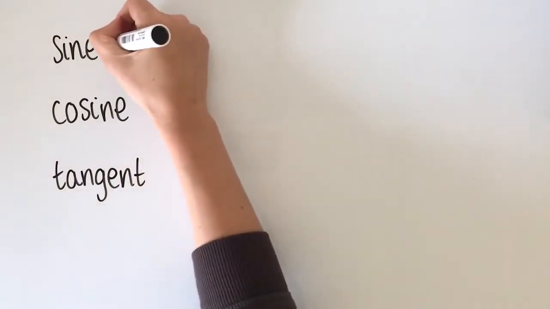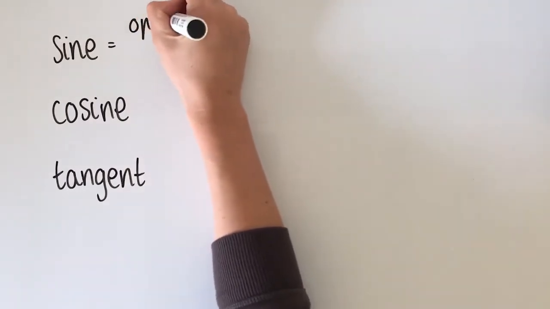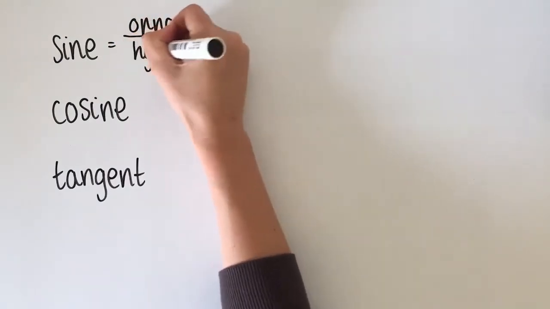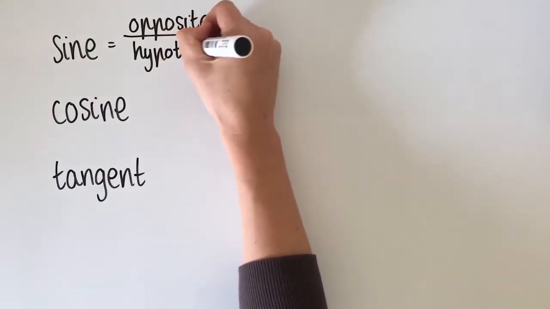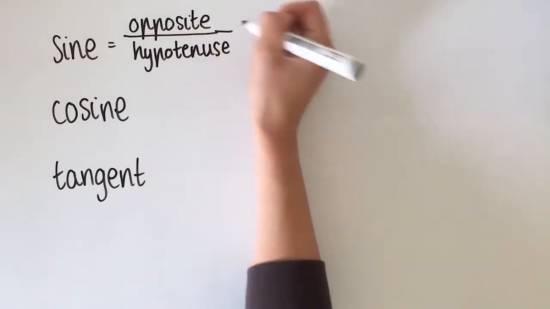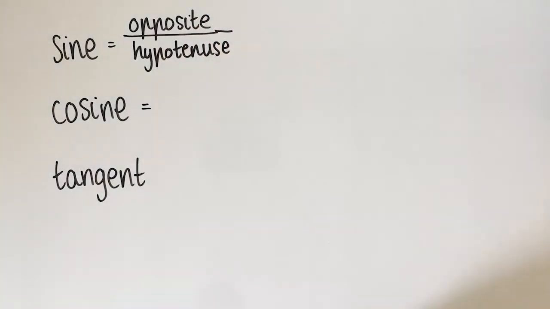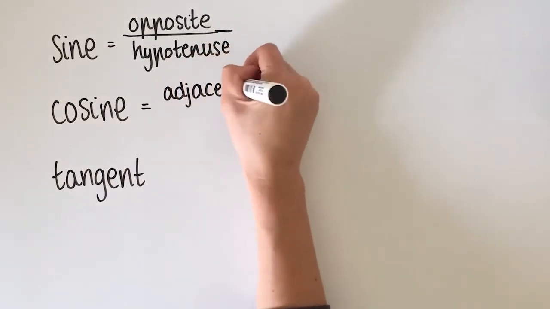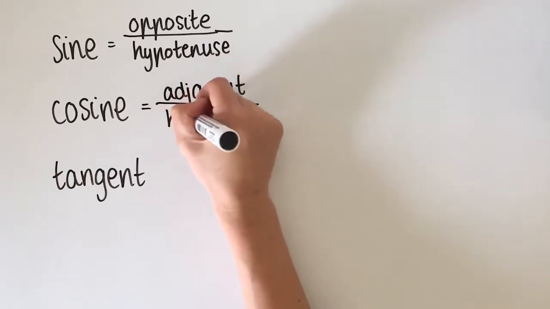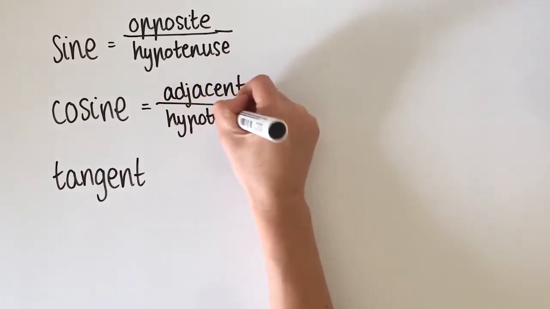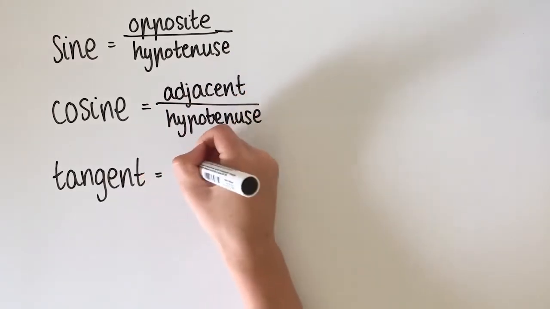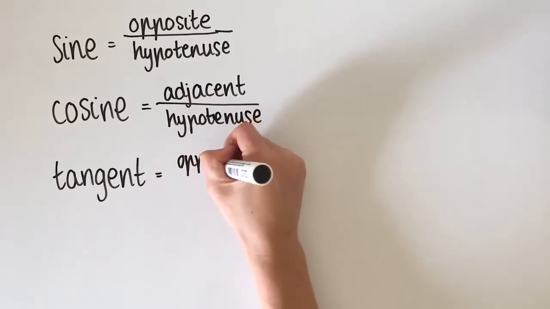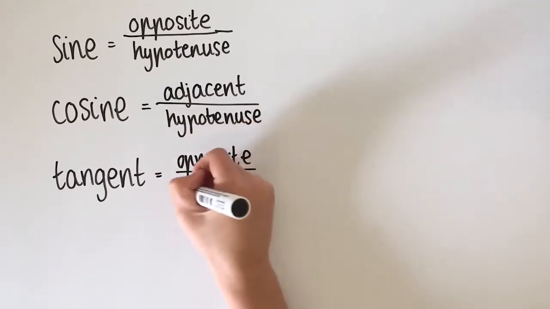So we use sine when we have an opposite and a hypotenuse. So if you think back to our last lesson, these words relate to the different sides in a triangle, okay? Now we use cosine when we have an adjacent and a hypotenuse. And we use tangent when we have an opposite and an adjacent.